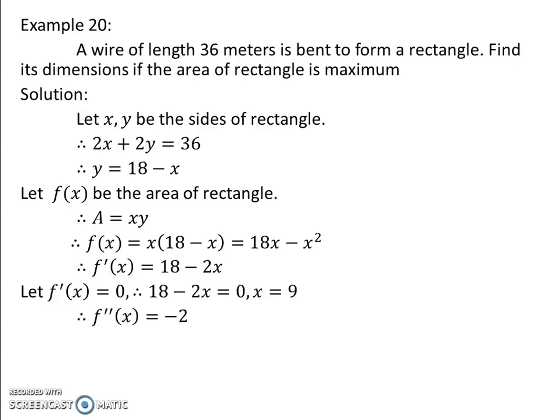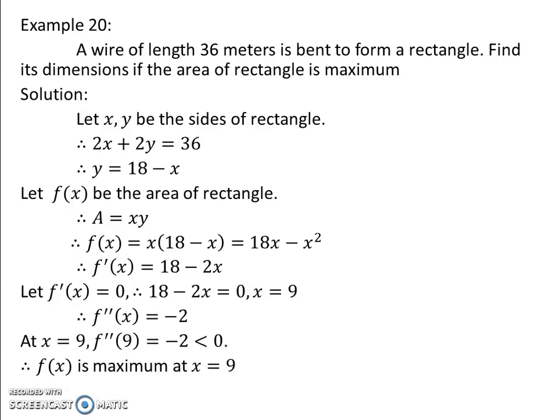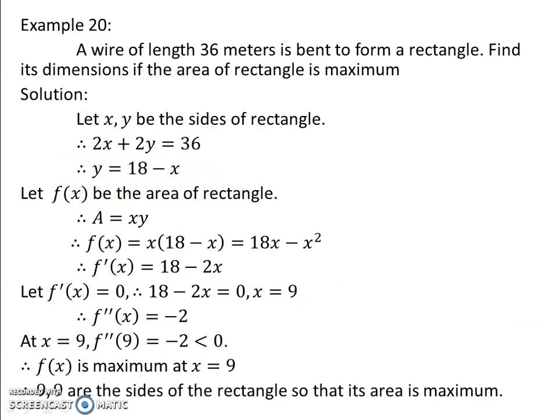F double dash of x equal to minus 2. Therefore f double dash of 9 is minus 2, which is negative. Therefore at x equal to 9, function is maximum. So the first side is 9. Using this relation y equal to 18 minus x, that will also give you the other value, that is 9. Therefore 9 comma 9 are the two sides of the rectangle so that the area is maximum.